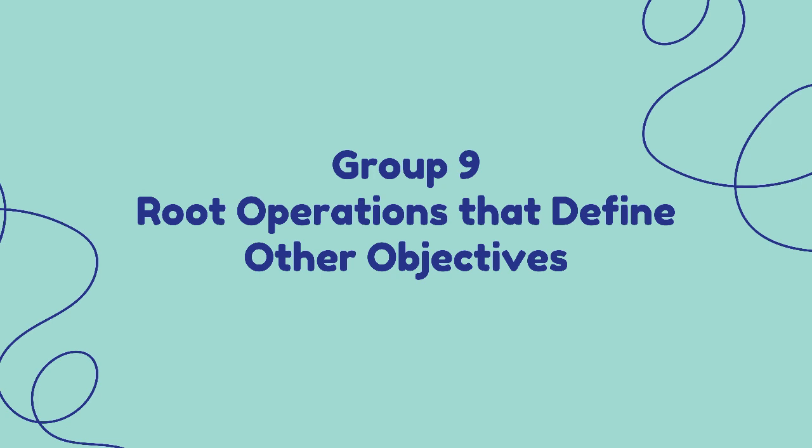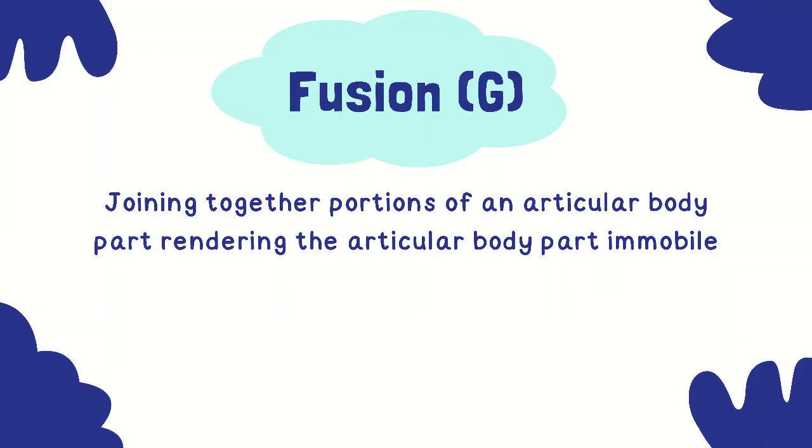All right. Our last group is going to be group number 9. And this is root operations that define other objectives. And so these root operations are fusion, alteration, and creation. Fusion, alteration, and creation. All right. And I don't think I added guidelines. I think by the time I got to the end of the slides, I was like, forget it.